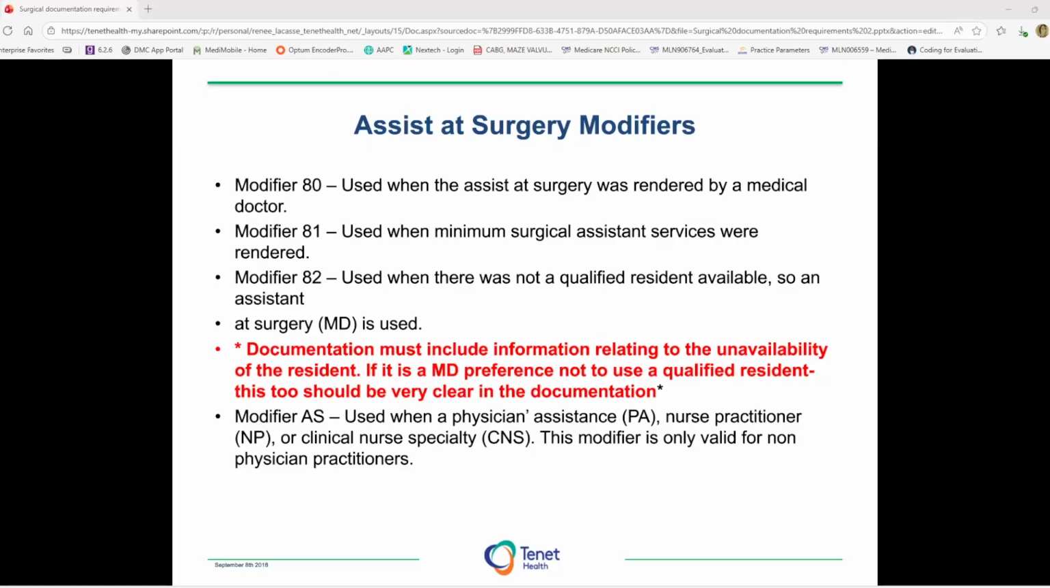The AS modifier is when we have a physician assistant, a nurse practitioner, or a clinical nurse specialist that provides the assist. And that AS is only valid for non-physician assistants, so not used for the MD.